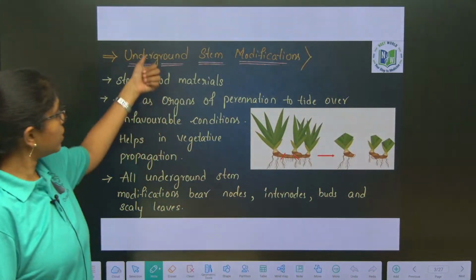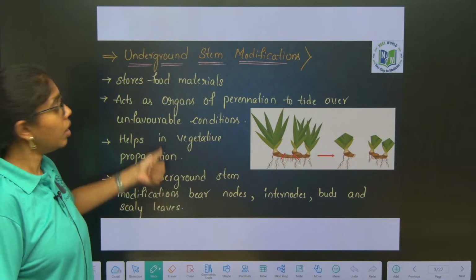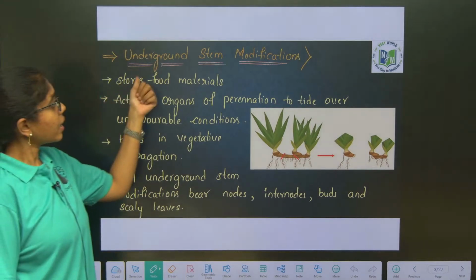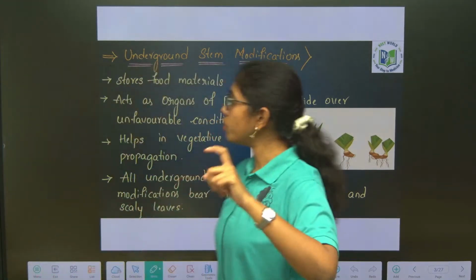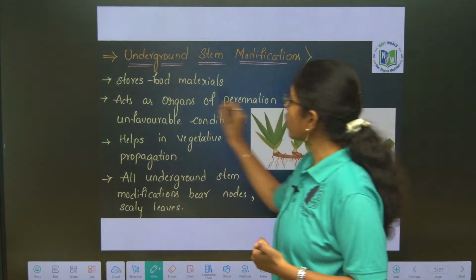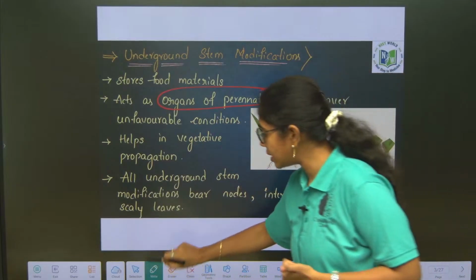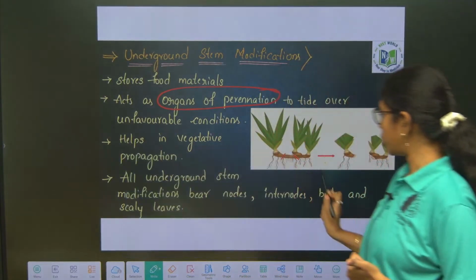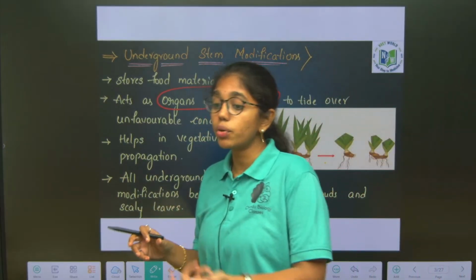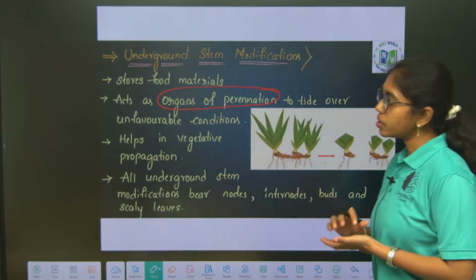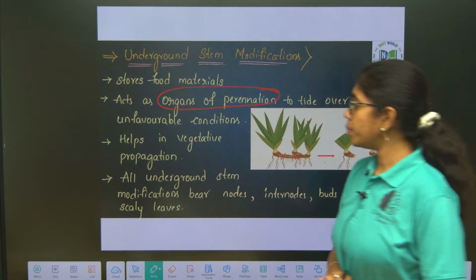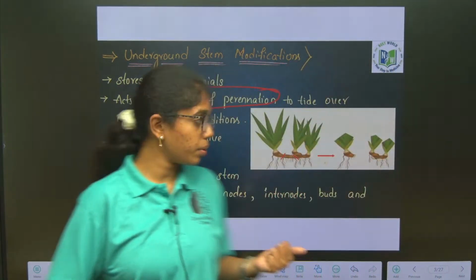So, first these are the common points which are applicable for all the underground stem modifications. The stem which is underground will store the food materials, and this will also act like organs of perennation. What does this term mean? Organs of perennation, which is nothing but this will promote the vegetative propagation and this will survive during unfavorable conditions. So, that is how you will call it. This acts as organs of perennation to tide over unfavorable conditions. This survives even in unfavorable conditions.